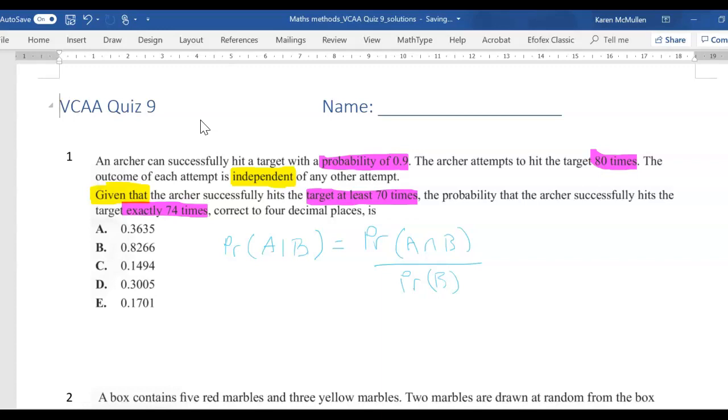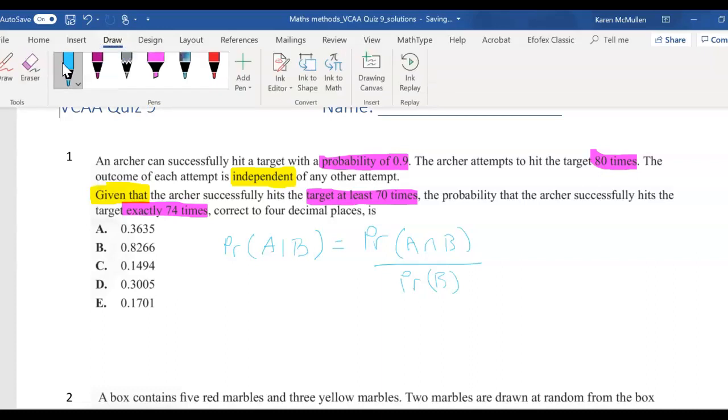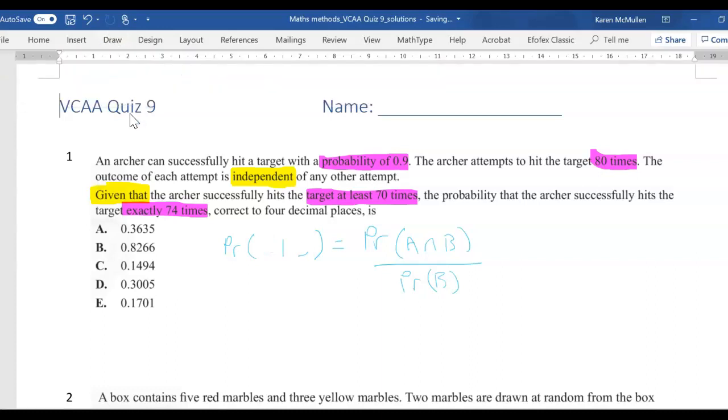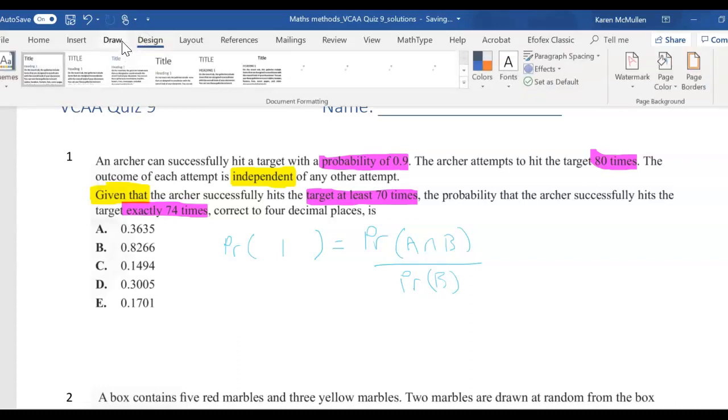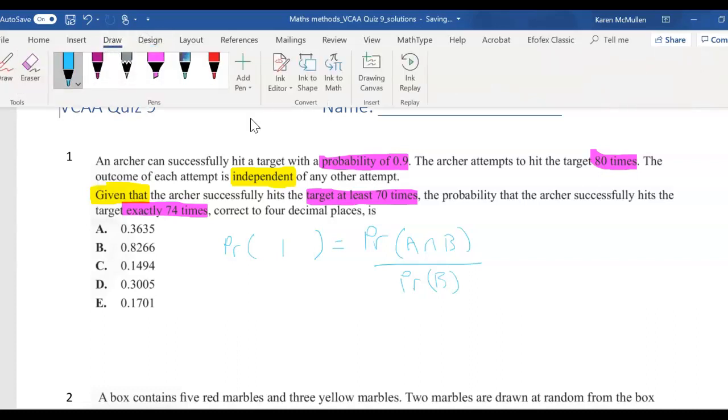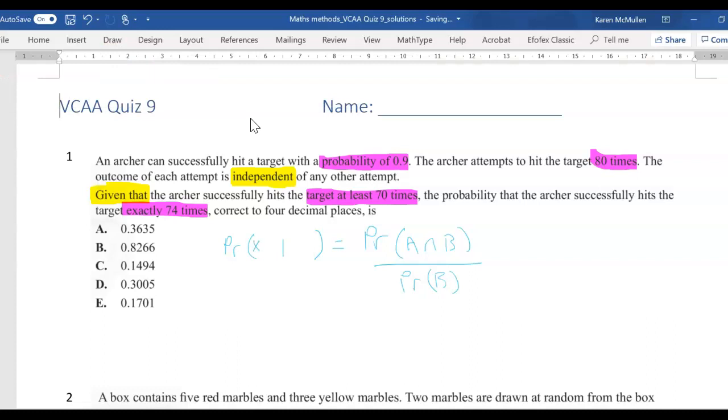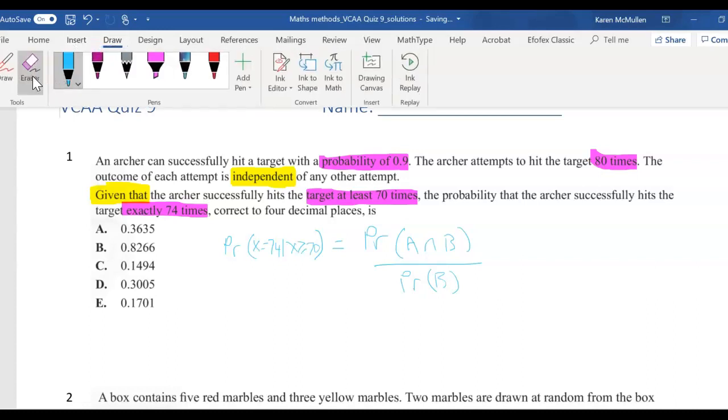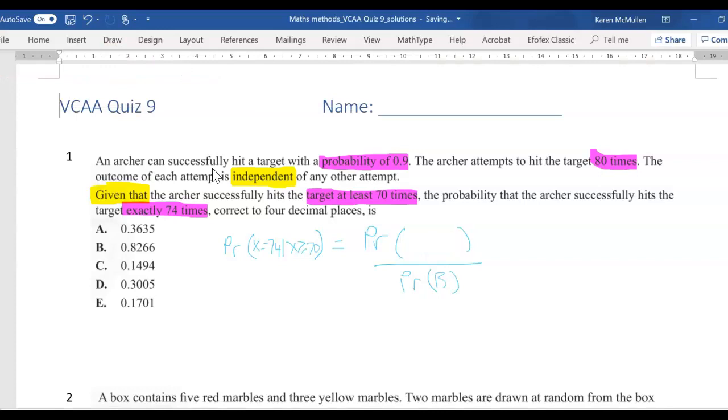So for this question here, I'm just going to erase these. We want to know the probability that X is equal to 74, given that the archer has successfully hit the target at least 70 times, so X is greater than or equal to 70. So X equals 74, given that X is greater than or equal to 70. With our formula, let me just erase what I had here so we can put in what we need to put in.